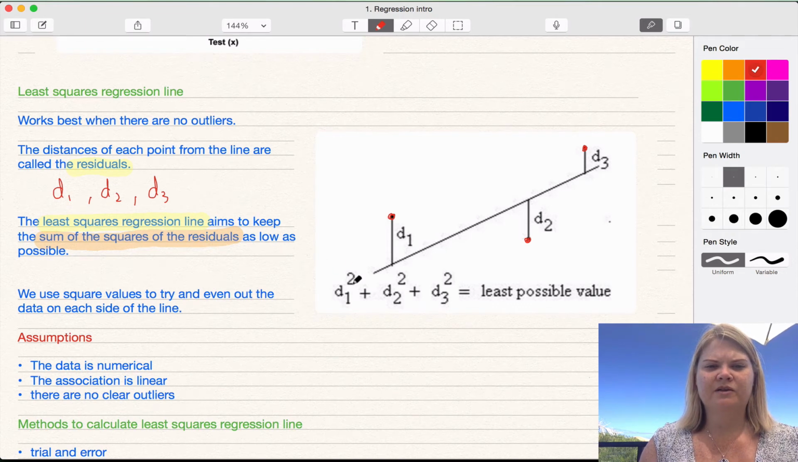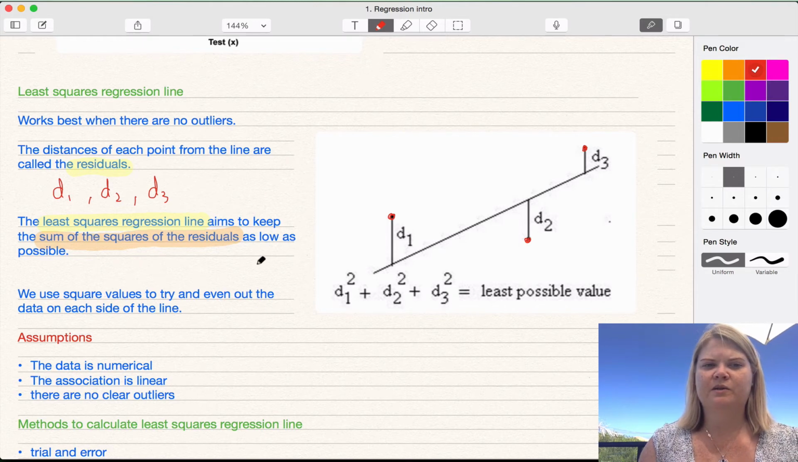The reason the values are squared here is because, remember, we said this is a positive distance, this one is a negative distance, this one is a positive distance. So what we're trying to do is even out the data on each side of the line to try and get it to 0. If you square a negative number, it makes a positive number, and if you square a positive number, it will make a positive number. So if we add up all the differences, we're trying to make it the smallest that we possibly can.